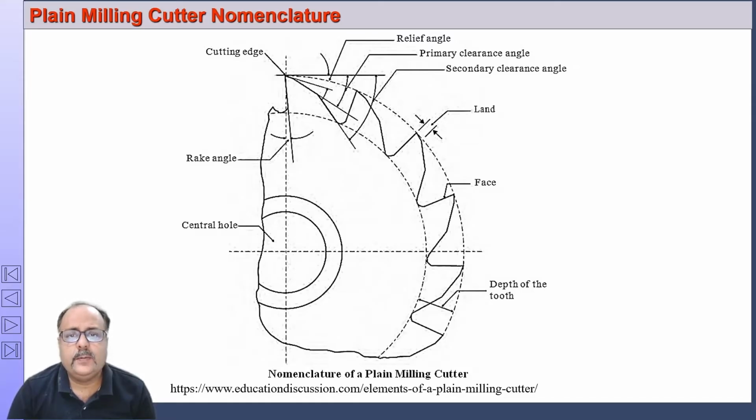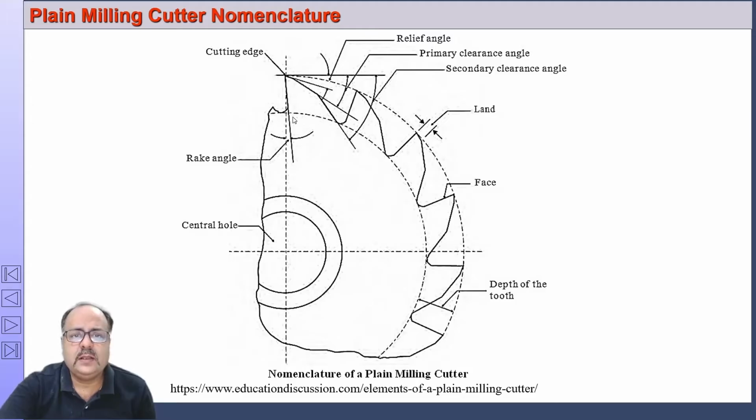One of the principal geometry features of a plain milling cutter is the outside diameter. The outside diameter is the diameter, you can see this dotted line, passing through the peripheral cutting edges. So this diameter is used for calculating the peripheral cutting speed. That is, when you calculate the cutting speed, V is equal to pi dn by 1000, that d is this d, the outside diameter passing through the peripheral cutting edge.